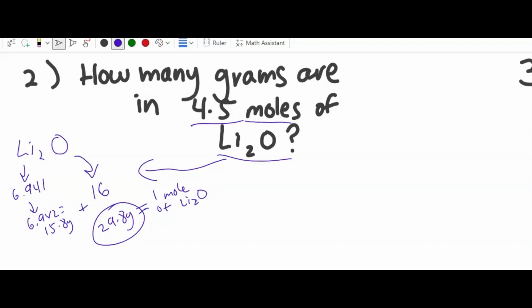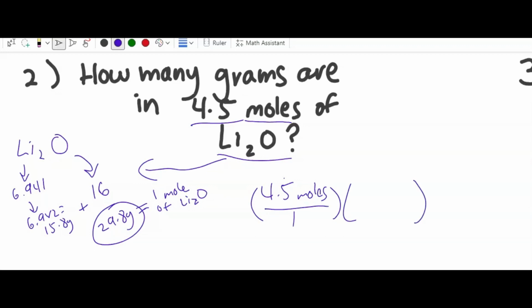We're still going to be using equivalent fractions, but let's write down our value of... oh, sorry, not 29.8 grams. Let's write the 4.5 moles because that's our given. Let's do that first. You could do it interchangeably, but this makes it simpler. Put it over 1 like we said before.